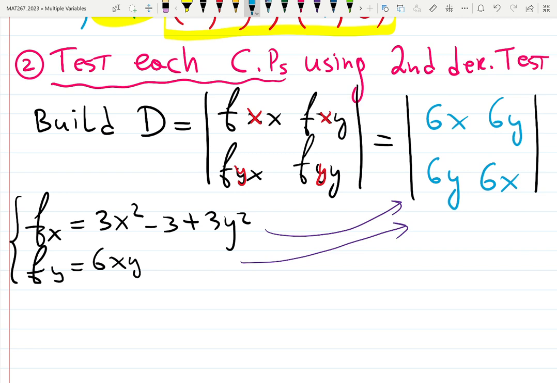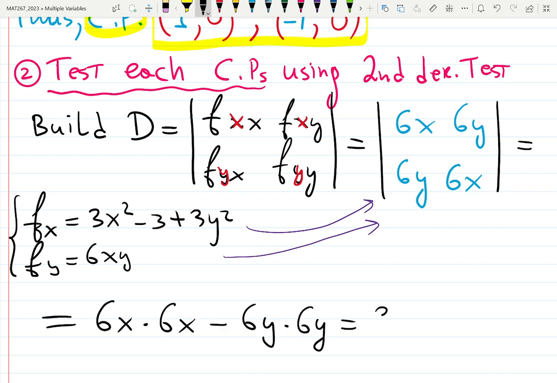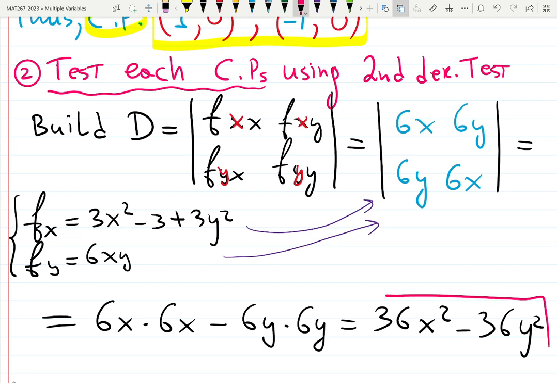Did you get how we built this amazing, beautiful table? So now the matrix is very simple. You know how to solve this. The determinant is a cross product: 6x and 6x, so 6x times 6x minus 6y times 6y equals 36x squared minus 36y squared. Put it in the box. That's D. D not at the point yet, so it's a general D.